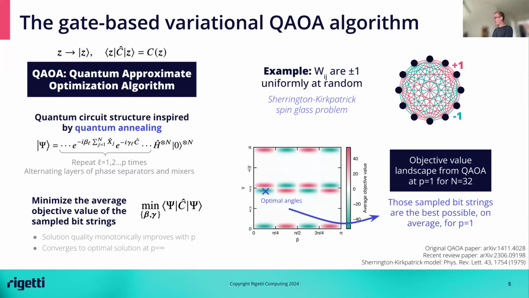And we have optimal angles when we minimize this objective value on average. And at those values for the angles, we'll get the best possible solution from the algorithm on average. Of course, these solutions may not be the optimal ones with respect to the problem that we have in the end, but they are the optimal ones given that we only have a quantum circuit with two parameters.